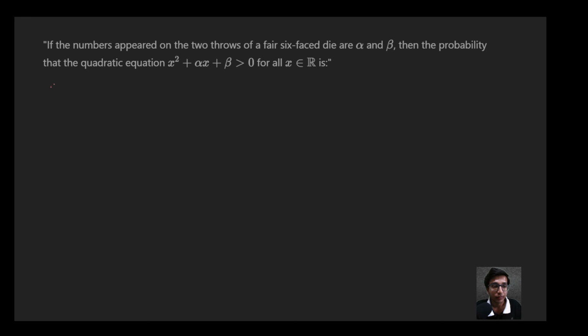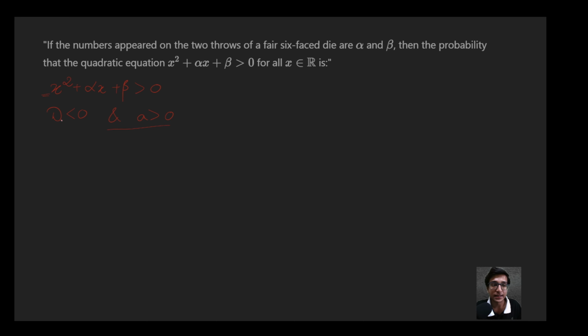First of all, they've told us that x square plus alpha x plus beta is always greater than 0. And we know for any quadratic equation to be greater than 0, the determinant has to be less than 0, and for any general equation, let's say it's ax square plus bx plus c, a has to be greater than 0. So here we can see that our a is 1, so a is greater than 0. That means we do not have to look for this one.